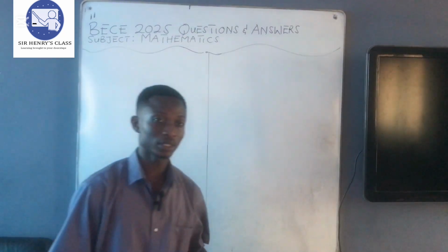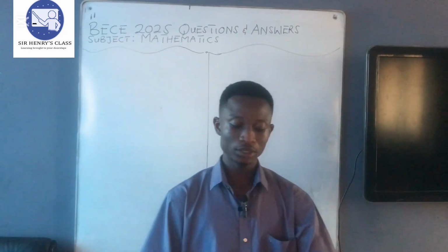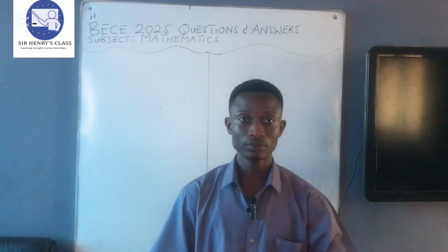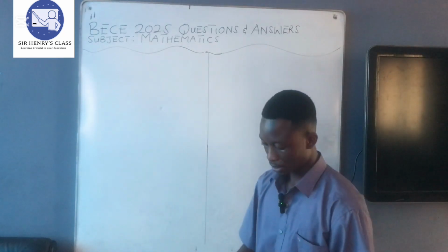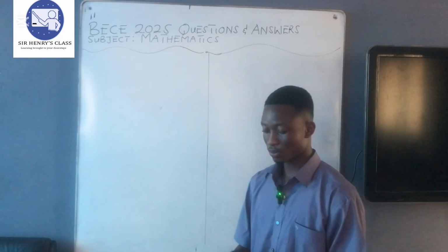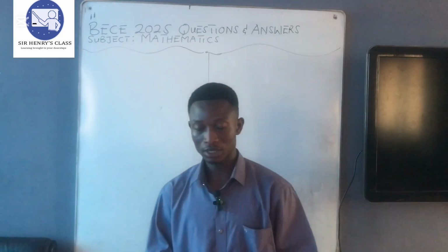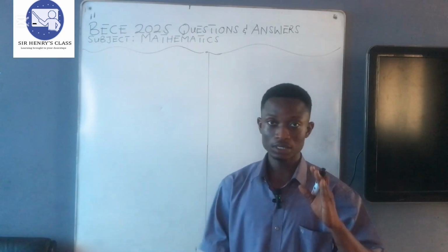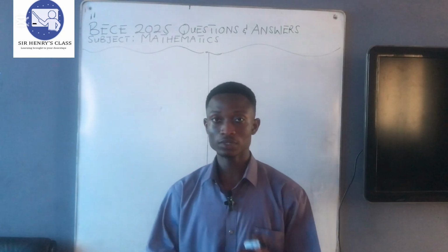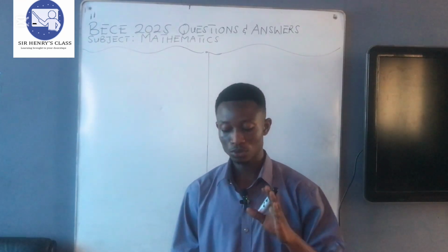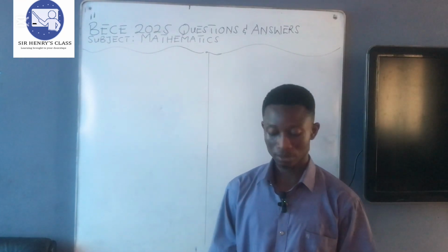Pens and books ready, so we go through the questions. We'll start with question 1. Question 1 is a question on sets. You have to answer 4 questions out of 6 questions. We are going to do all the 6 questions, right?